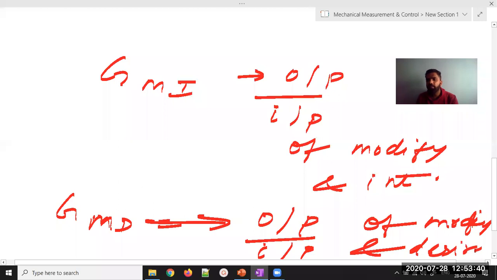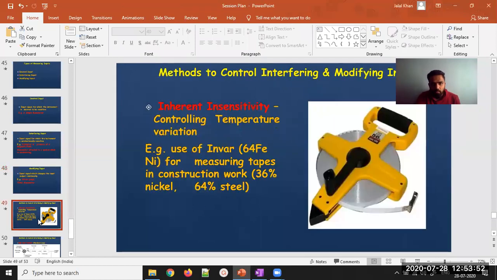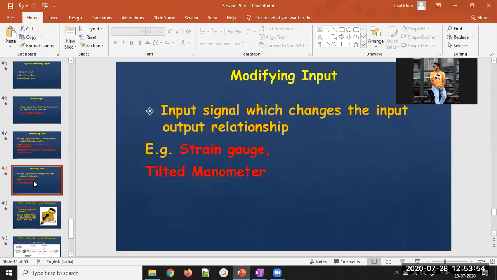What I'm trying to explain is the types of input. What are the three basic types of input? One is desired input, one is modifying input, and one is interfering input. I know I have taken it long, but this is more than enough.